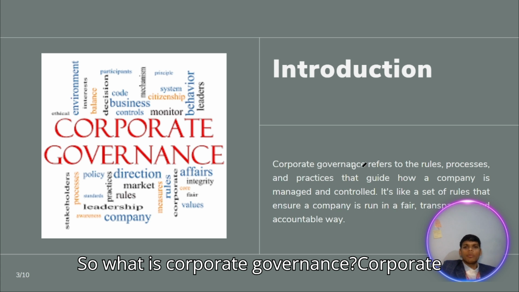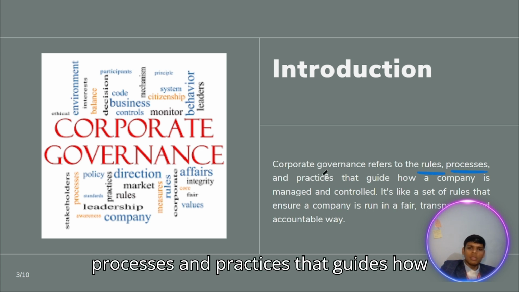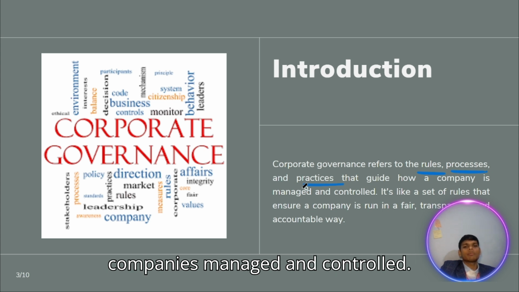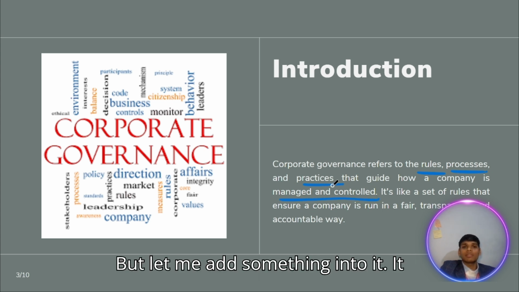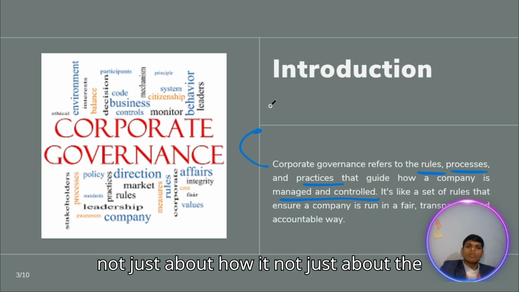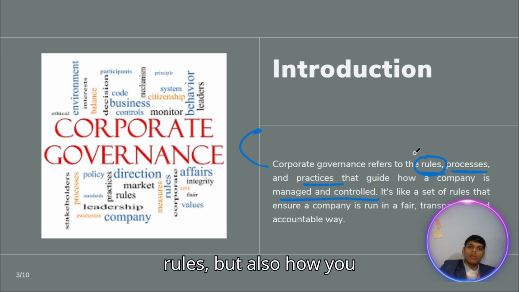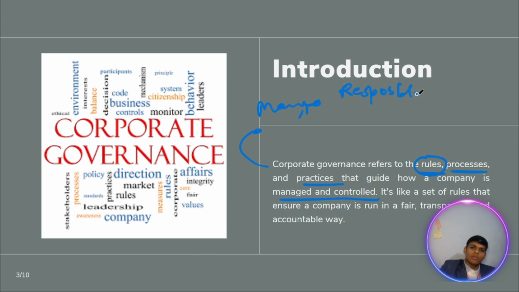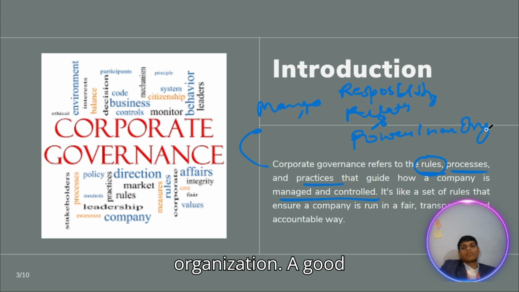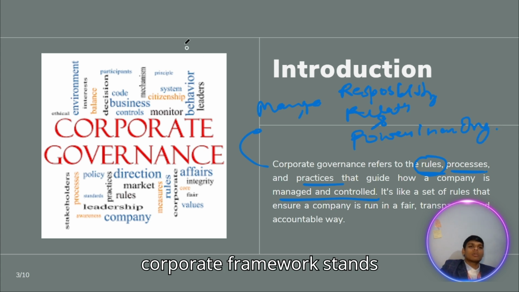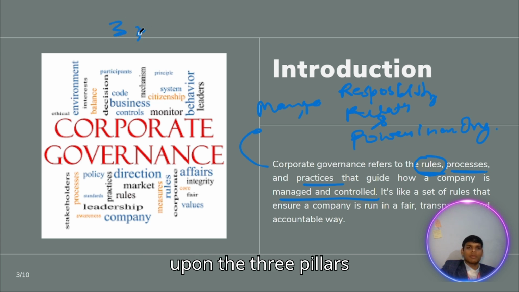So what is corporate governance? Corporate governance refers to the rules, processes and practices that guide how a company is managed and controlled. But let me add something to it. It is not just about the rules but also how you manage the responsibilities, relations and power in an organization.